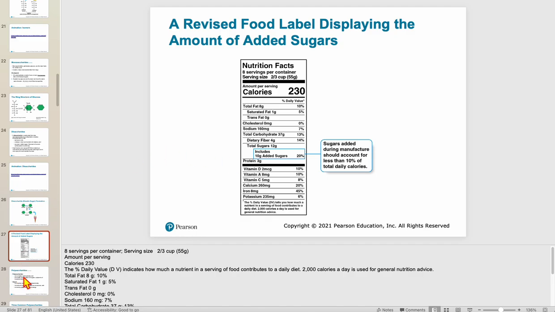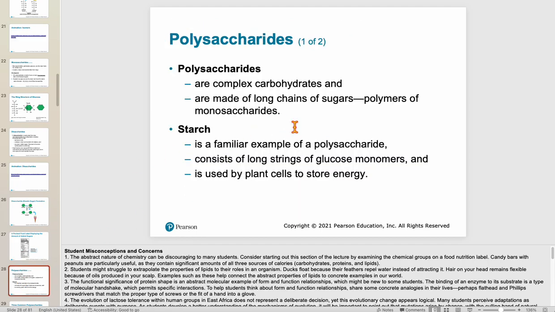Okay, next slide. Now we have polysaccharides. Now polysaccharides are a long chain. That's why it says monomers of monosaccharides. Long chains. The first example is starch. Starch is a polymer. So starch is a polymer. So plants use starch for their structure as well as for energy.